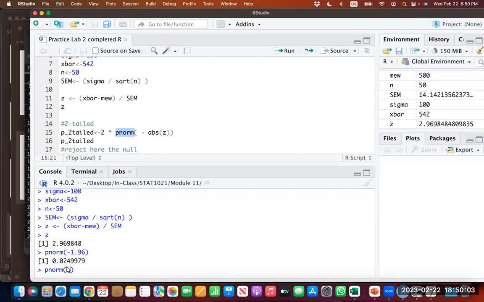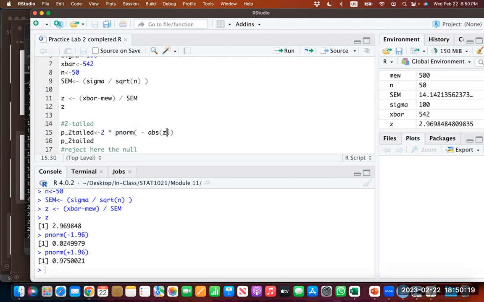For that, but you will have the other class. P norm of plus 1.96 basically allows you to calculate 0.975. So it's the opposite, it's the upper table. So what I'm doing here is a little bit more complicated because it follows a certain thought process.